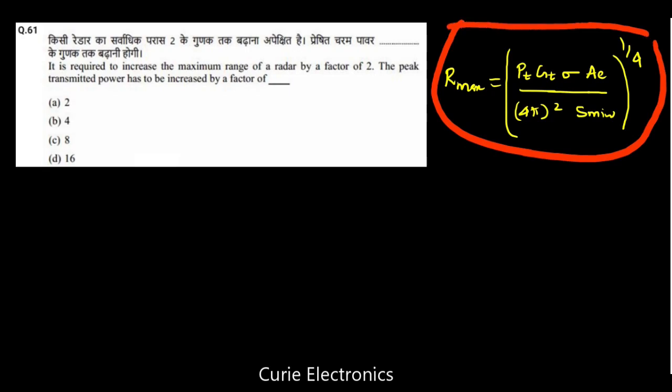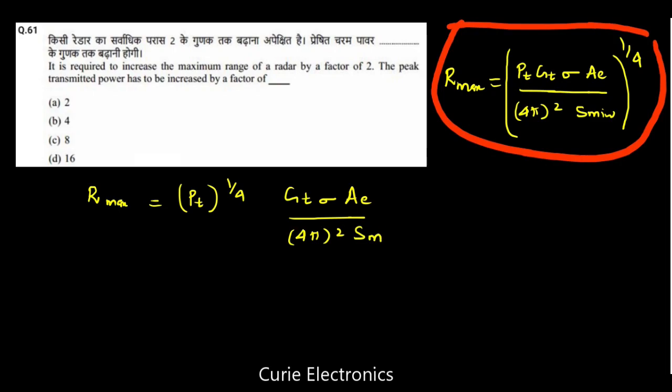Next, let me solve it. Now, the question is only related to the transmitted power. So how do I write it? R max equals PT, let it be PT to the power 1 by 4 I will write. Then all the remaining terms, GT, sigma that is the target area, effective receiver area, upon 4 pi whole square, S min, minimum signal received. All this I will consider as a constant, to the power 1 by 4.